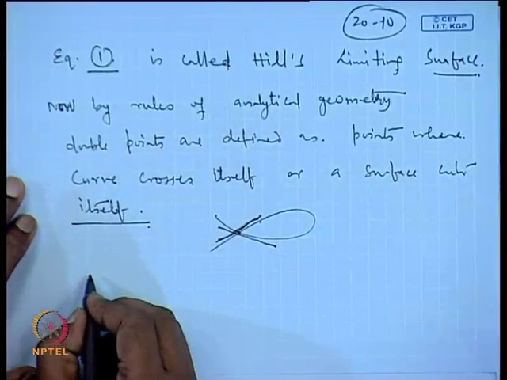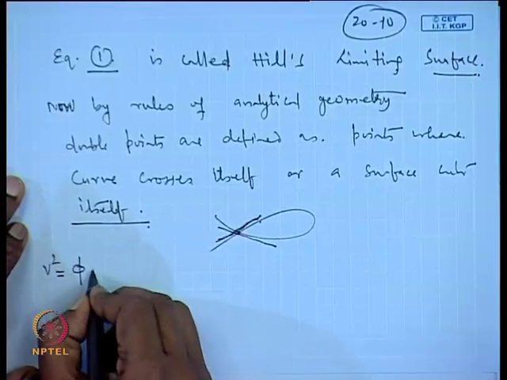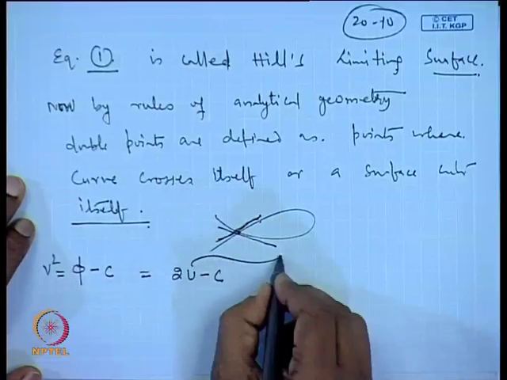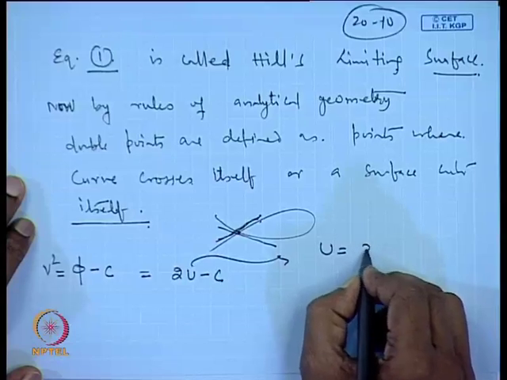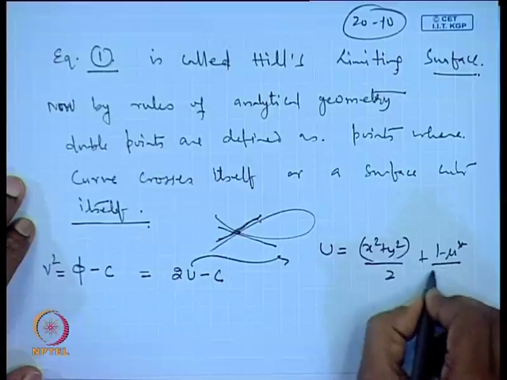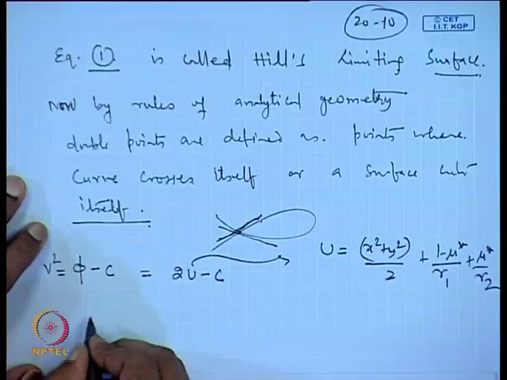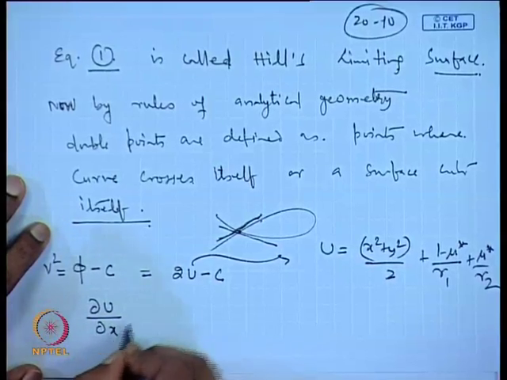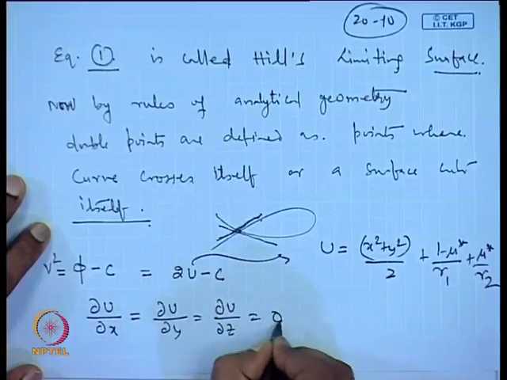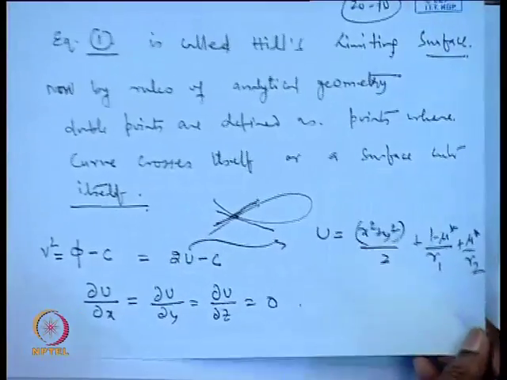So, at double points, V square we have written as phi minus c, and this can also be written as 2 u minus c, where u is the quantity x square plus y square divided by 2 plus 1 minus mu star by r 1 plus mu star by r 2. So, these double points will be given by dou u by dou x equal to dou u by dou y equal to dou u by dou z equal to 0. So, this is a standard result from analytical geometry.